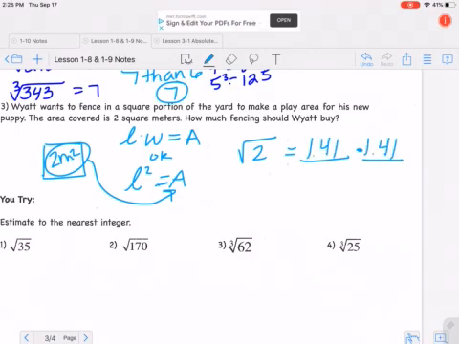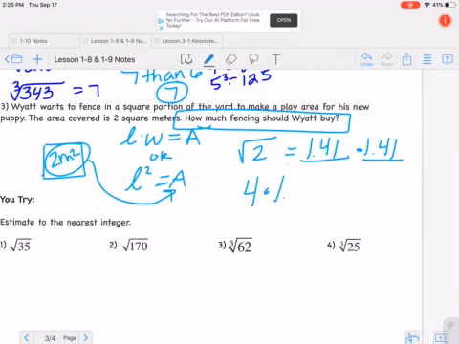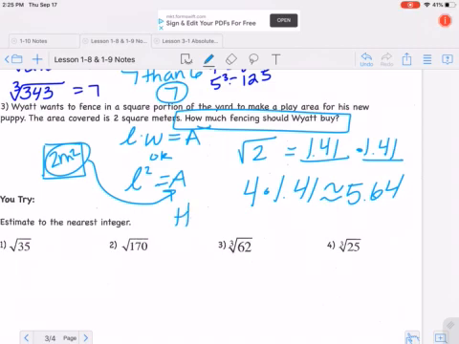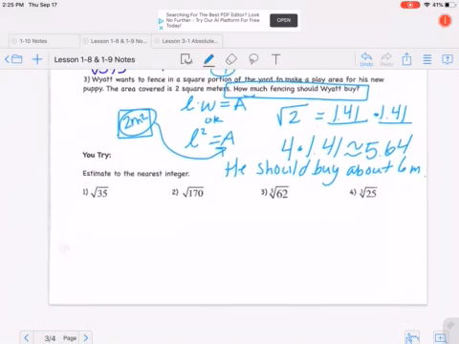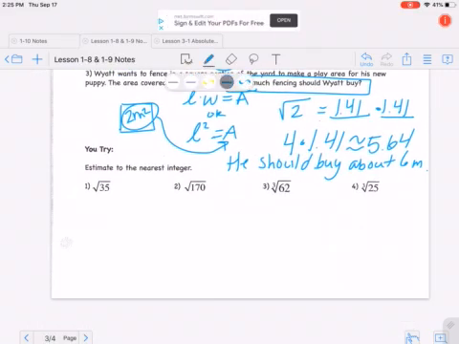Okay, but the question is asking us how much fencing. And if there's 4 sides, that means each side is 1.41. Okay, so I would have to do 4 times 1.41, and that would give me about 5.64. So how much fencing should he buy? You would say he should buy about 6 meters.